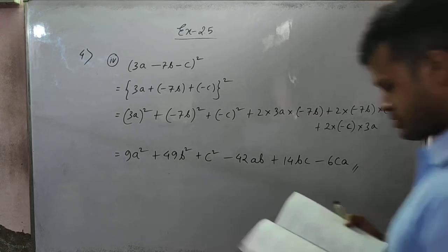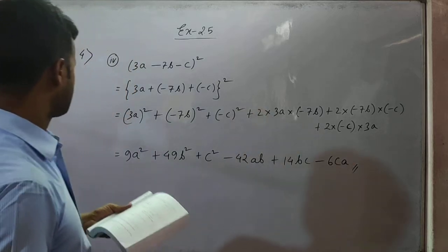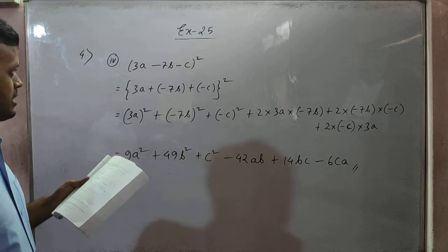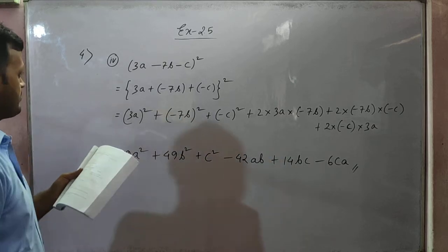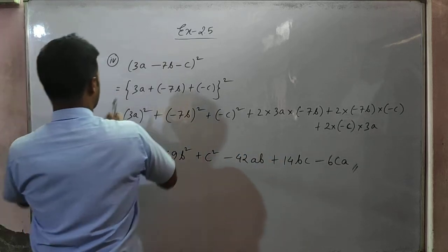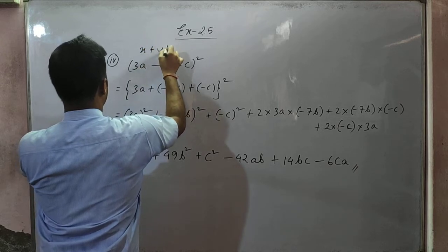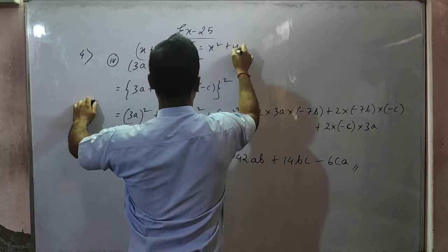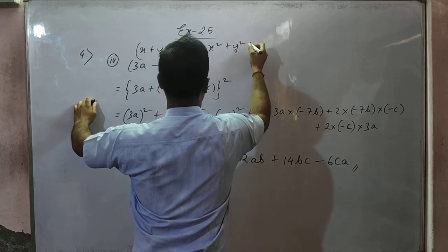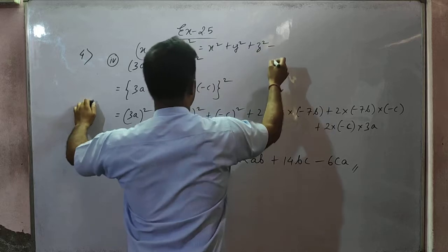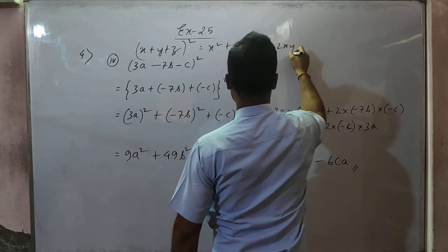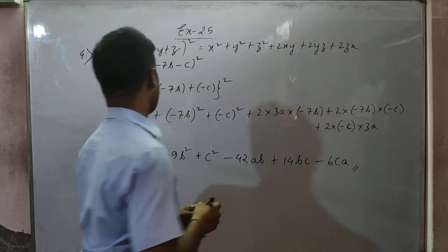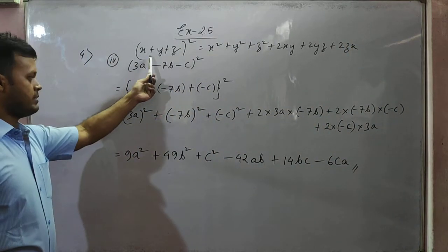So students, here also the same identity we will be using. The question is like this: 3a minus 7b minus c whole square. So this is once more (x + y + z) whole square equal to x square plus y square plus z square plus 2xy plus 2yz plus 2zx. So how will you make this form?